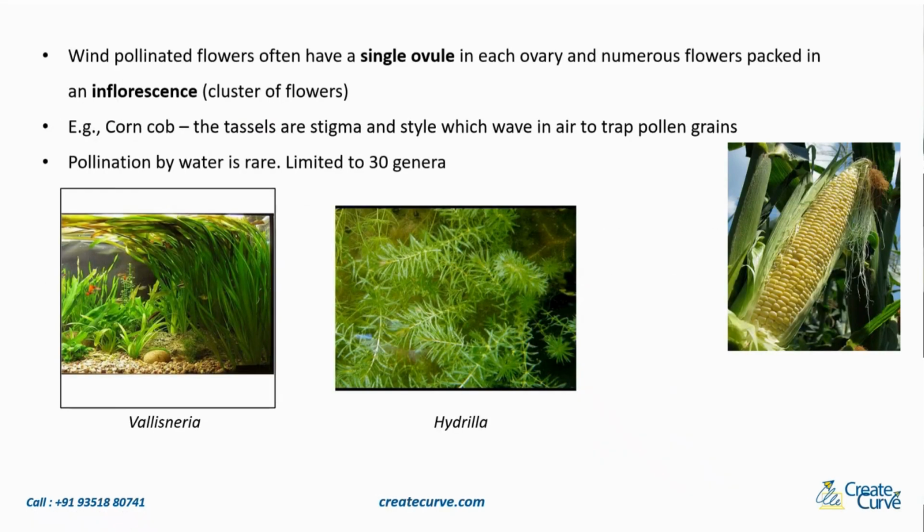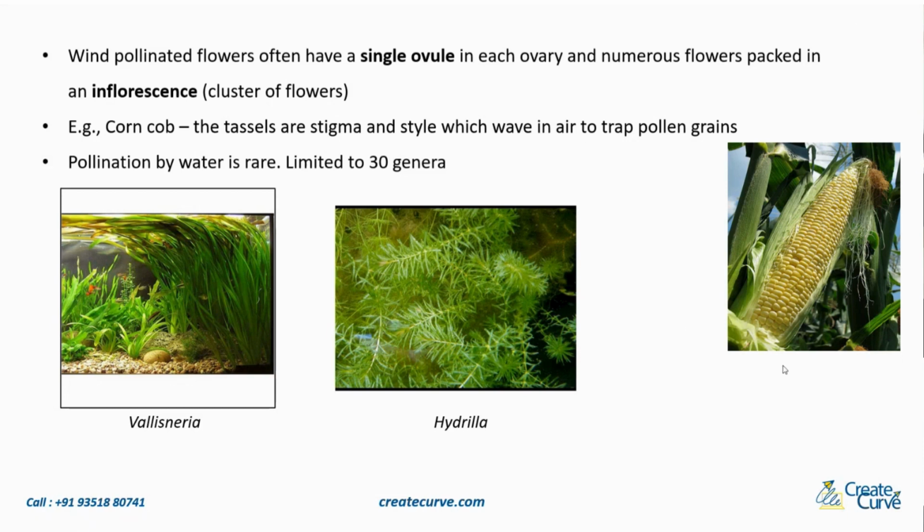Then wind-pollinated flowers often have a single ovule in each ovary and numerous flowers packed in an inflorescence. So what does this mean? You remember the ovules? We had seen the ovule structure, right? Those small white structures. There were multiple, but wind-pollinated ones will have just one. Okay, they'll just have a single ovule. And numerous flowers packed in an inflorescence, in the sense when flowers are really small, tiny flowers, they come together and form a bunch of flowers. That is called an inflorescence.